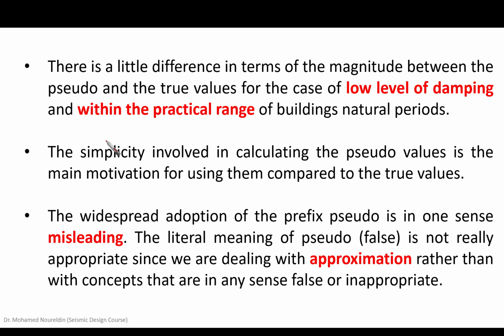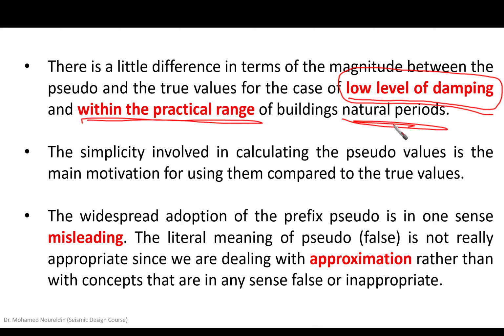Okay, so I want to give some hints about the relation between the pseudo and the true velocity and acceleration. Number one, there is a little difference in terms of the magnitude between the pseudo and true values. For the case of low levels of damping, and within the practical range of periods that we are talking about, if they are maintained, then there is no problem for us to use the pseudo velocity or pseudo accelerations.